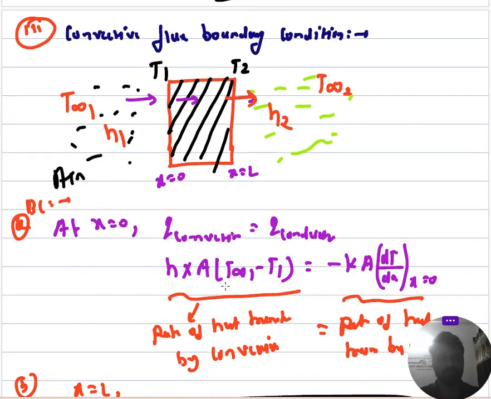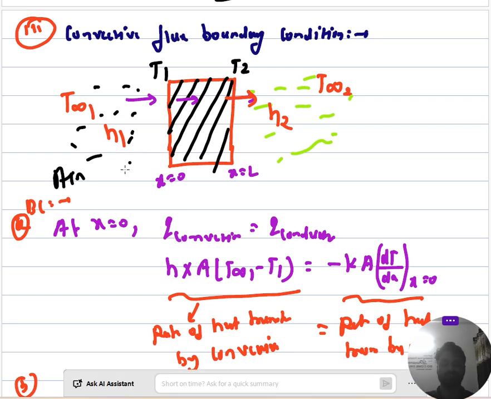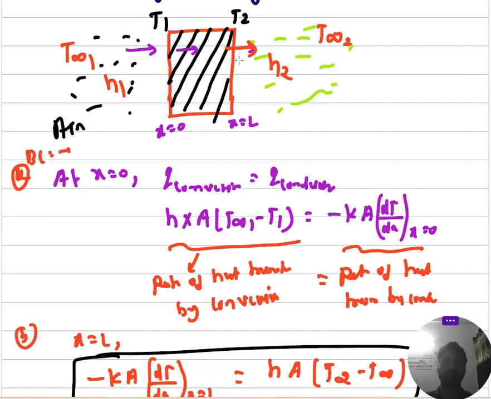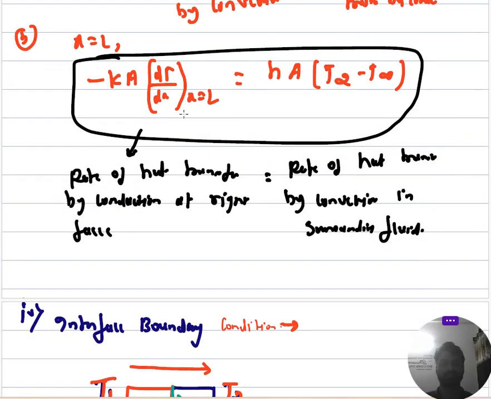The third boundary condition is the convective flux boundary condition, where there is a rate of heat transfer by convection along the left surface, then rate of heat transfer by conduction, and on the right surface the rate of heat transfer is again due to convection. So if I want to write the boundary condition at x equals 0, you can write rate of heat transfer by convection equals rate of heat transfer by conduction at the left boundary. T infinity is the surrounding or bulk temperature, and h1 is the heat transfer coefficient on the left side. So h1 A (T infinity minus T1) will equal minus k dT/dx. Here you have to calculate the temperature gradient at the left surface. Similarly, you can use the same at the right surface also.